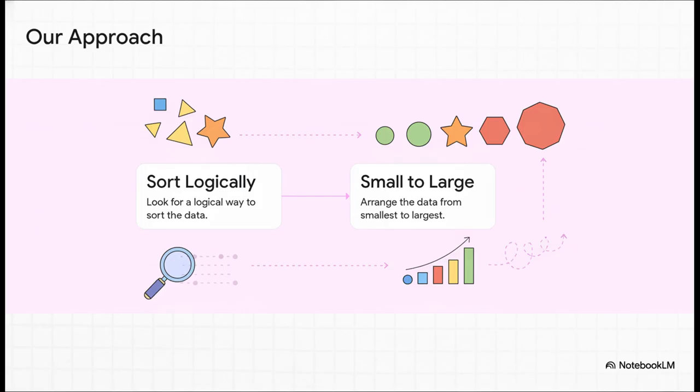So, what's a logical way to sort this? Well, the easiest thing to do is to just pick one of our measurements, let's go with the short side, and then rearrange the whole table based on that, going from the smallest number all the way to the largest. Let's see what happens when we do that.